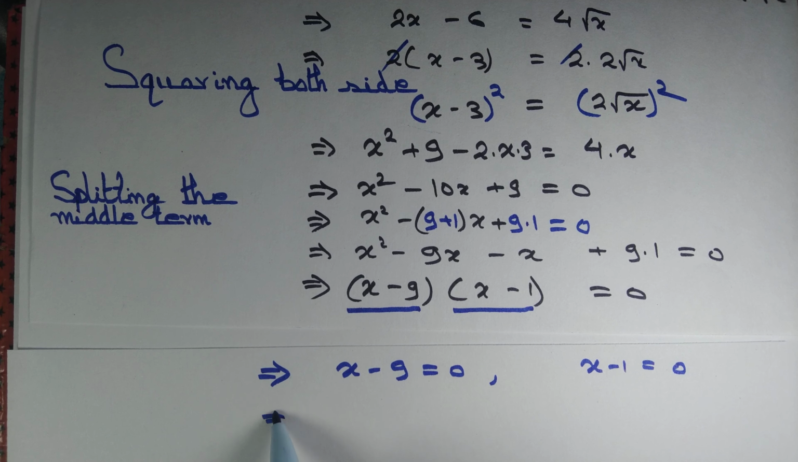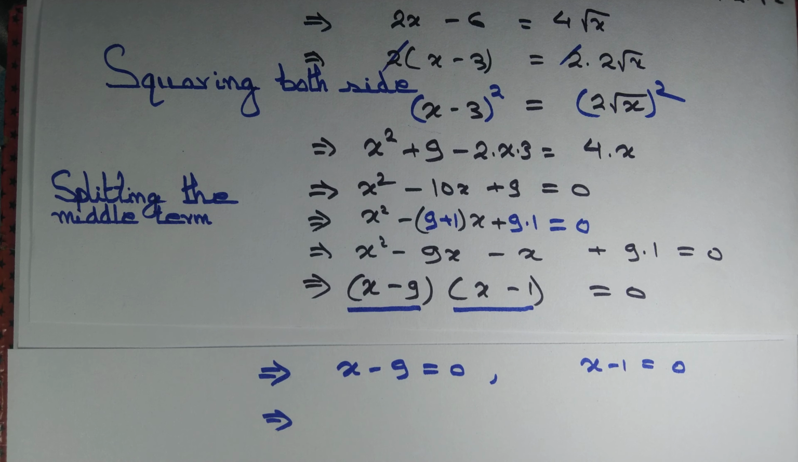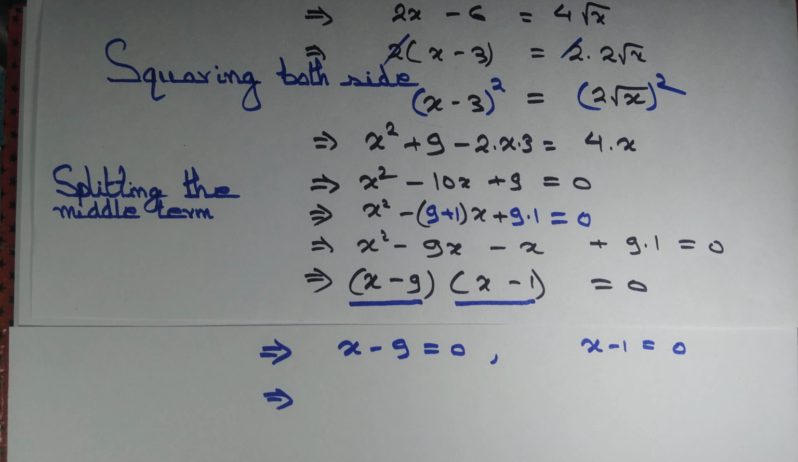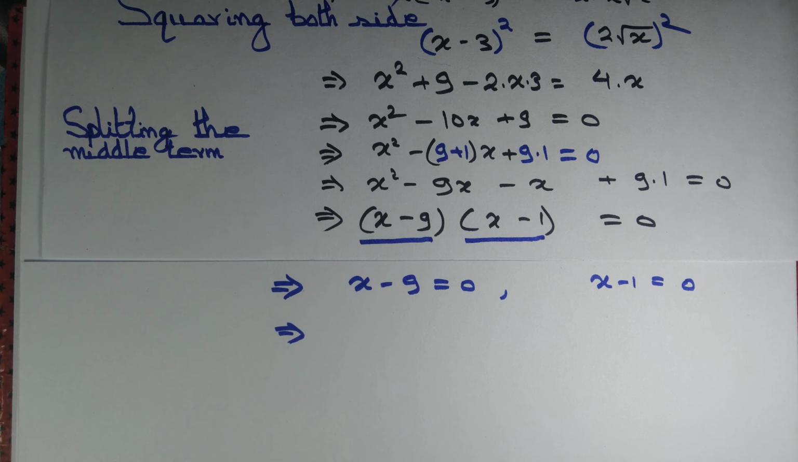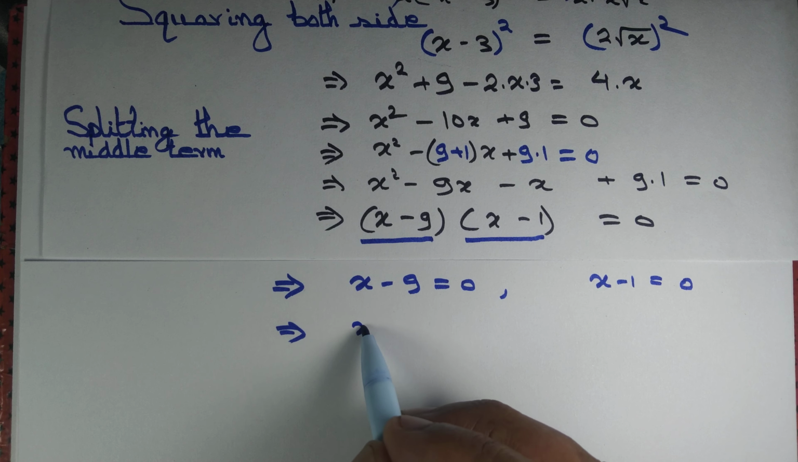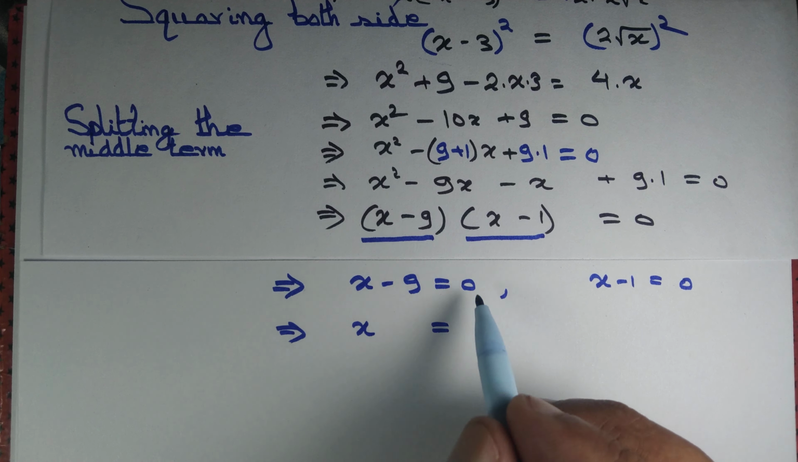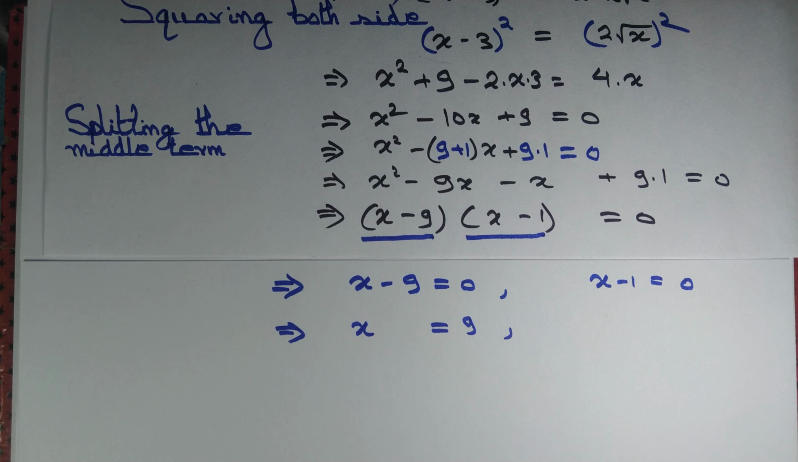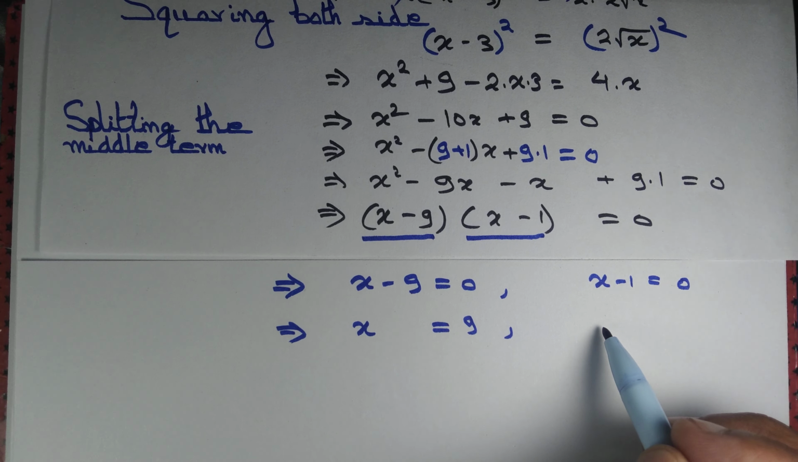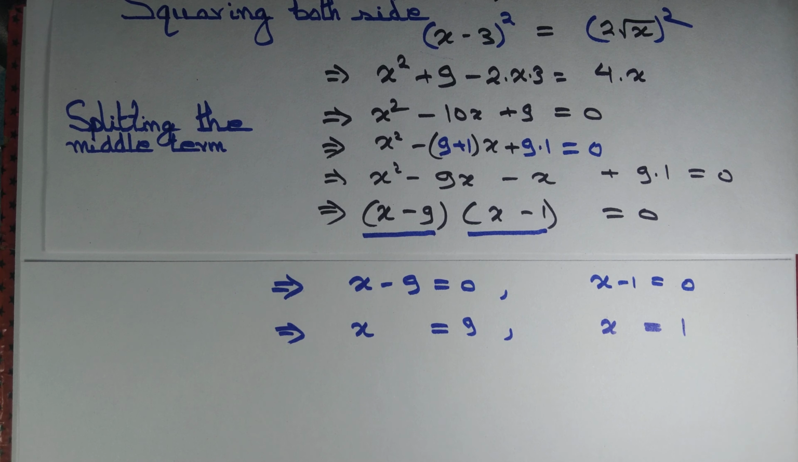So we are bound to say x minus 9 equal to 0 or x minus 1 equal to 0. But we don't know which one it is, but we can definitely say that one of them has to be equal to 0. If x minus 9 equal to 0, we take 9 to the right hand side to say that x equal to 9. If x minus 1 equal to 0, we can say that x equal to 1.